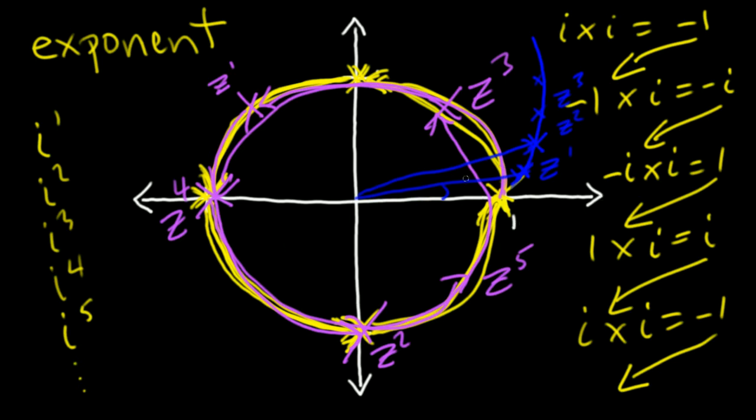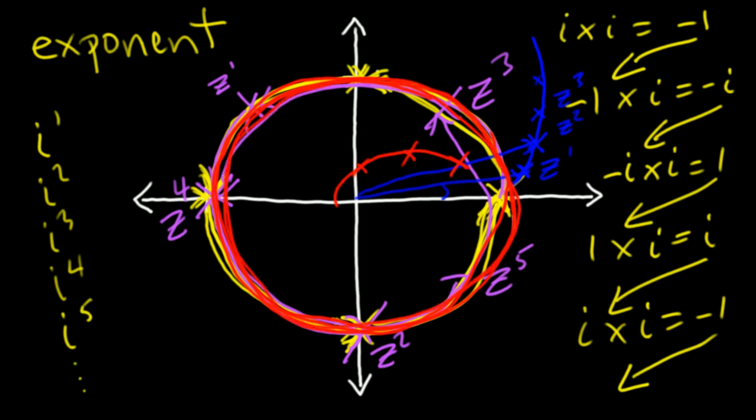What if we had a number that was inside the unit circle? Well, the next one would be here, and the next one would be here. It would spiral in towards the origin. But if we choose a z that is on the unit circle, any number that's on the unit circle, and exponentiate it, we will always end up with another number on the unit circle. And if we increase the exponent, then we just go around and around and around and around.